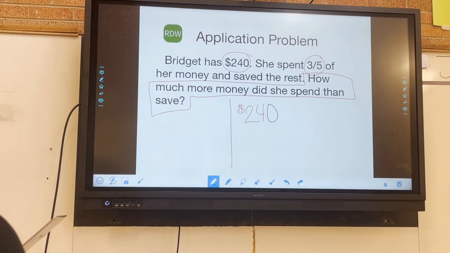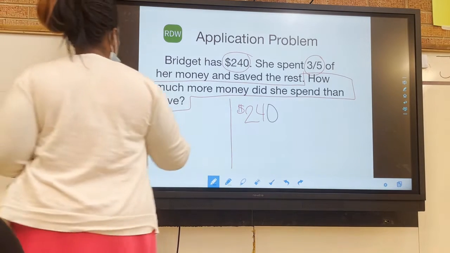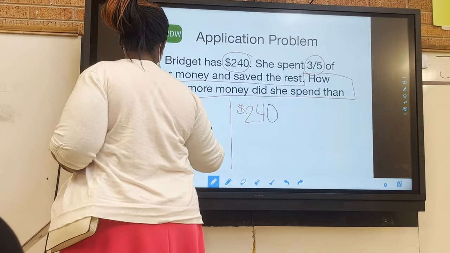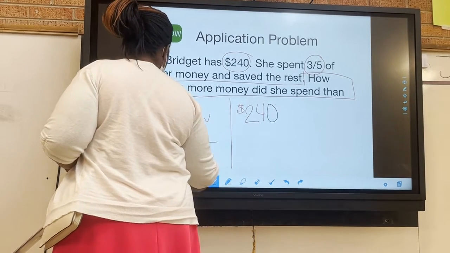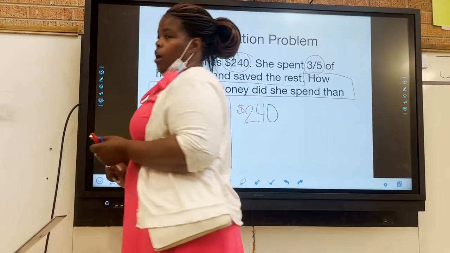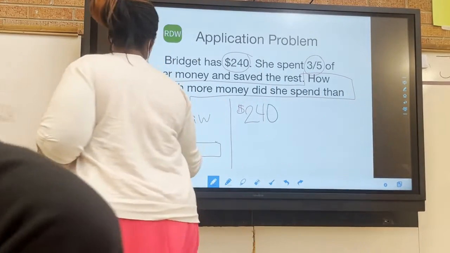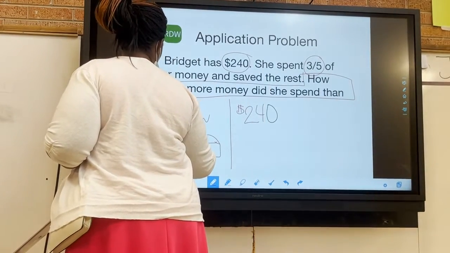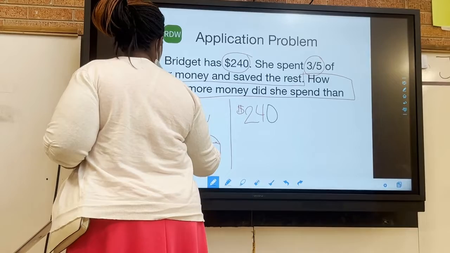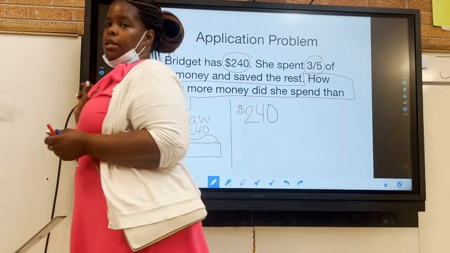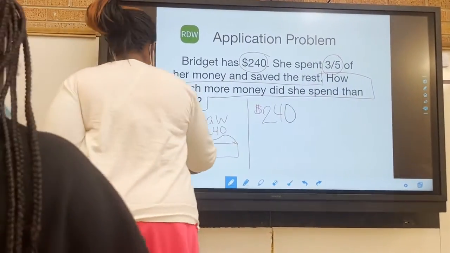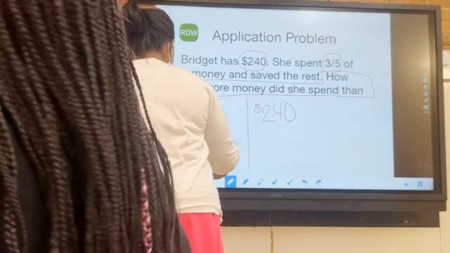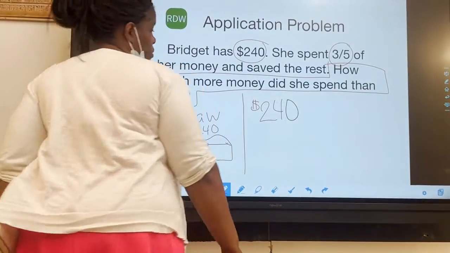It says she spent 3/5 of it. What would my draw section look like? A tape diagram. Good. Now, in my tape diagram, how much money did she have in all? $240. So here we go. This is our whole, $240. Now, we have to split this into how many units? Fifths. Good. We split these into fifths. 1, 2, 3, 4, 5.